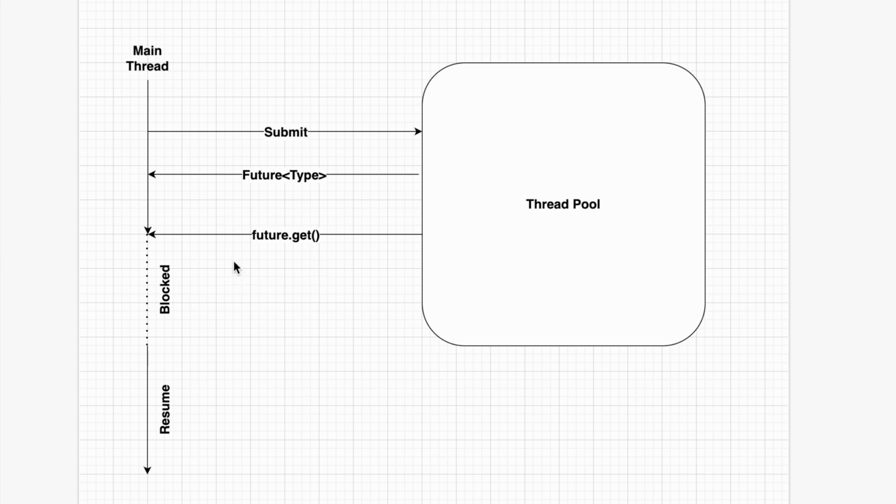So what happens? Please note that future.get is a blocking operation. What it means is that if you call future.get and there is no value inside the future, then your entire main thread execution will be blocked. Whatever was being executed by the main thread will be entirely blocked. Let's say at some point of time the future got the value, so you will be able to get the value from here, and then the execution will resume. So this is one thing that you should always keep in mind while making use of the future.get call.